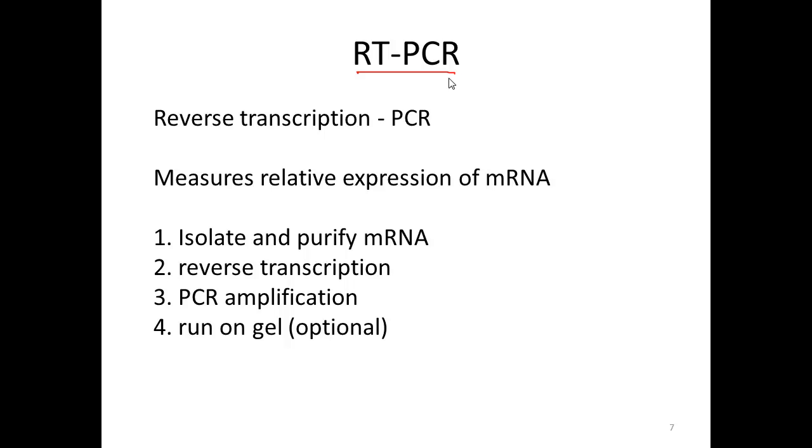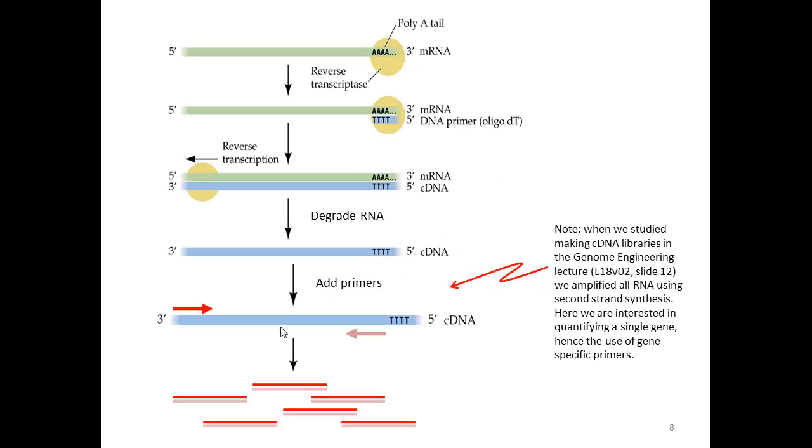Again, the goal is to measure relative expression levels of mRNA. As before, we're going to isolate and purify mRNA. We're going to reverse transcribe mRNA into cDNA. Then, now that we've got DNA, we can amplify it using PCR, just like we did any fragment of DNA. And then we'll do a readout running it out on a gel.